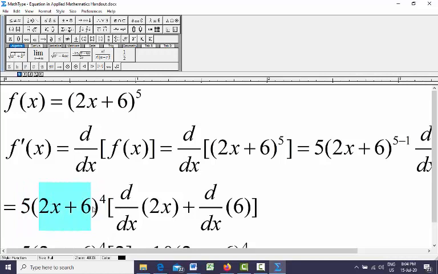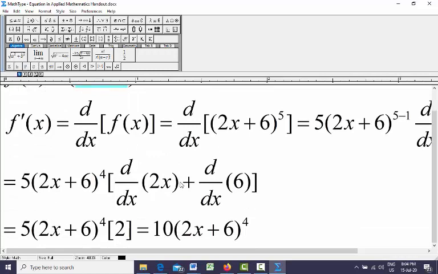Inside we have 2x plus 6. So you need to separate each part out. If you do differentiation of 2x, we get only 2. And if you do differentiation of this one, since we do not have any variable along with it, the answer is 0. So we have only 2.